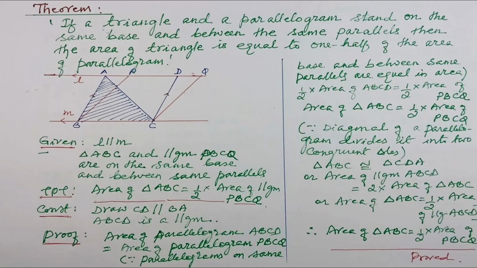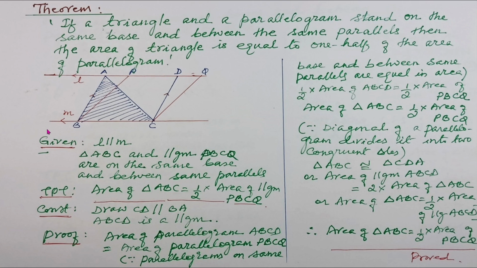Welcome to MRL. In this learning session, we'll be studying a few important theorems on areas of parallelograms. Now, in the present theorem, as shown in the figure there, the theorem states: if a triangle and a parallelogram stand on the same base and between the same parallels, then the area of the triangle is equal to 1/2 of the area of the parallelogram. Now, what is the meaning of this statement?